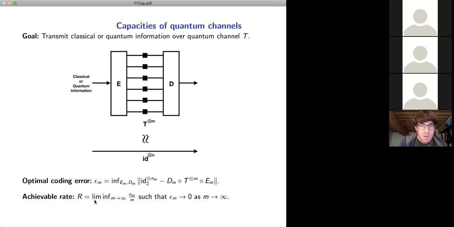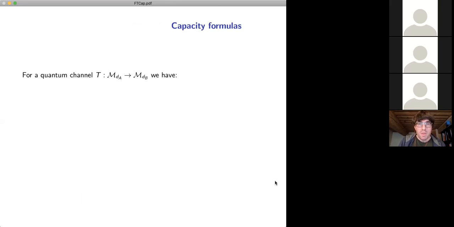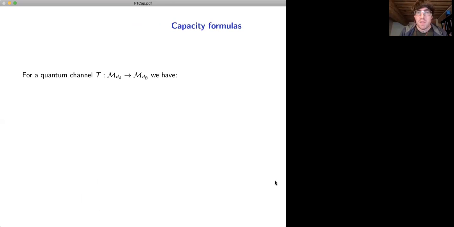So an achievable rate is a number that you can express as a limit inferior of n_m over m, such that this optimal coding error goes to 0 as m goes to infinity. So this quantifies how many identity channels you can get out per noisy channel in the limit of m going to infinity. Okay, the capacities are then the suprema of these achievable rates. So we have the classical capacity C of T and the quantum capacity Q of T. And okay, most of you know that there are these capacity formulas. So we actually know in principle how to compute these quantities.